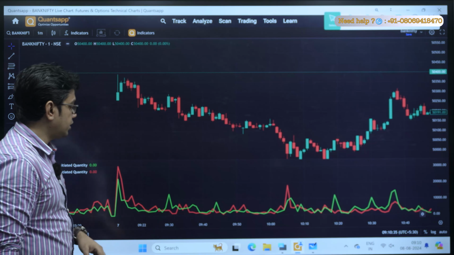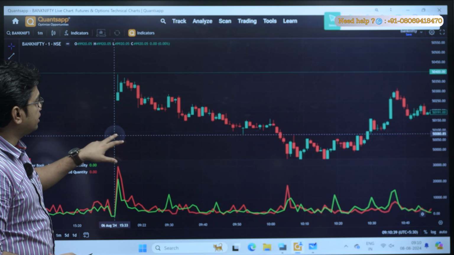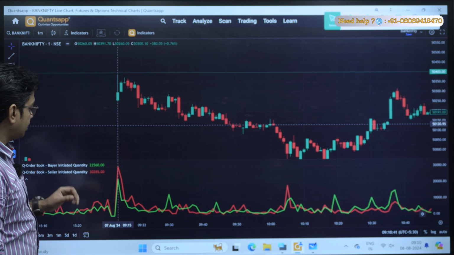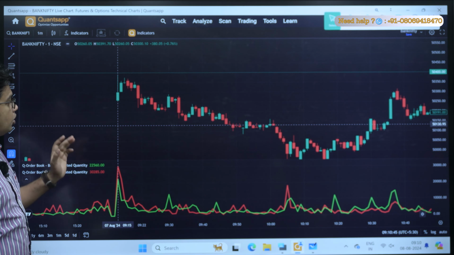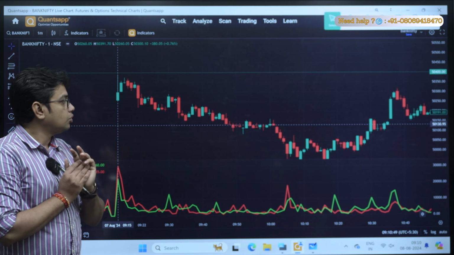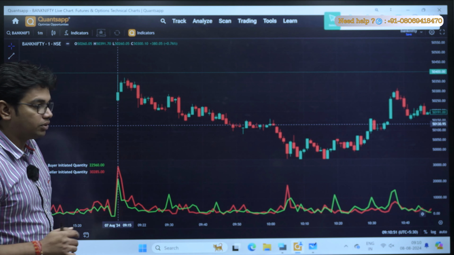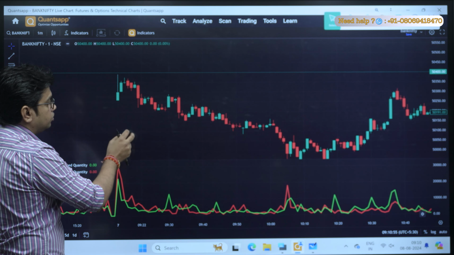So I'll go with the red spike. Here the red spike is on the first candle. You can see the sellers are 30,000, buyers are 22,000. Obviously it is in green color and it is going up, so there is no way I am going to take the bearish trade. Just listen to me carefully about what I am going to do over here.